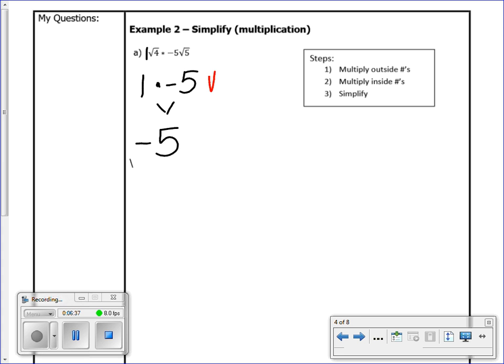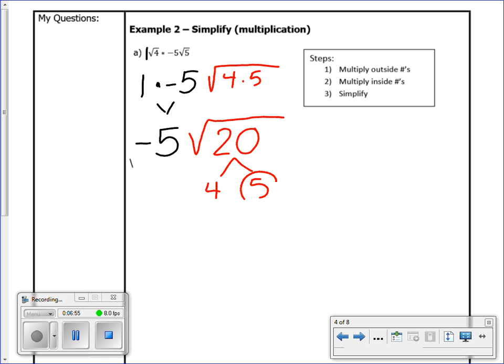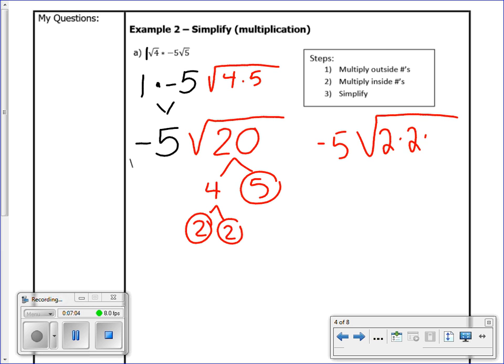So together that gives me negative 5 on the outside. On the inside, we have 4 times 5. 4 times 5 is 20. Now that I've multiplied the insides and the outside numbers together, I now simplify my square root. 20 breaks down into 4 and 5. 5 is prime. 4 breaks down to 2 and 2. 2's are prime.